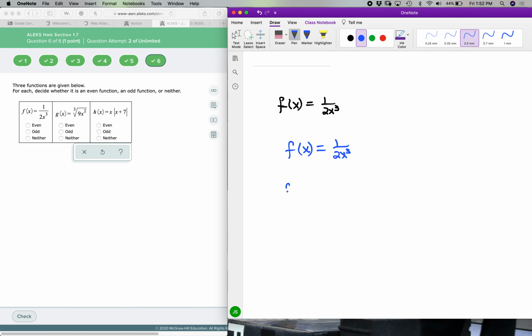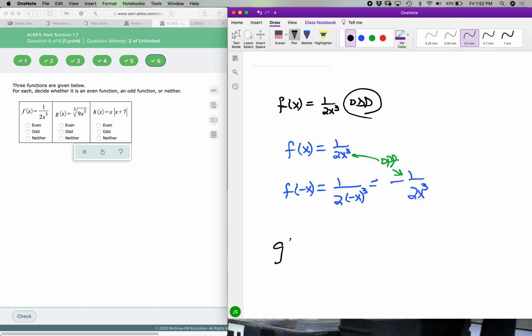And if I change the input from x to negative x, so we have 1 over 2 times the cube of negative x, and the cube of negative x is going to be negative x cubed. And this will translate out to minus 1 over 2x cubed. And these values are going to have opposite signs. Okay, so f of x is going to be an odd function.